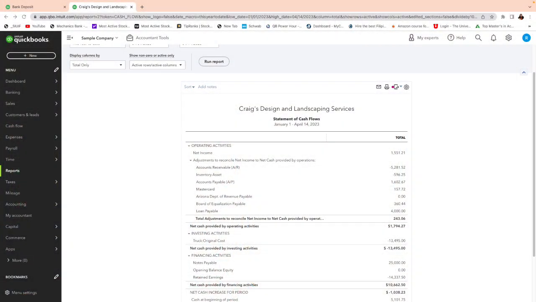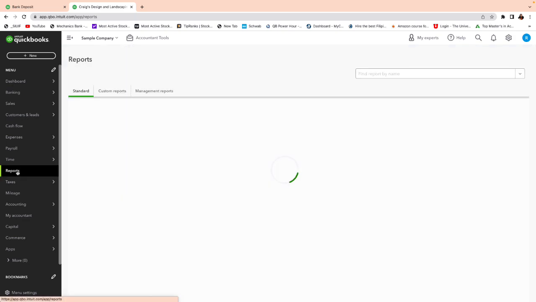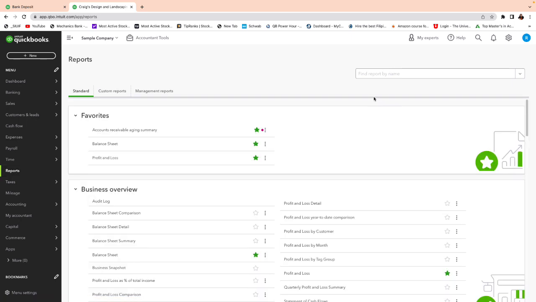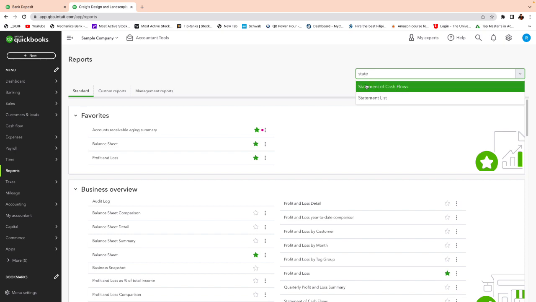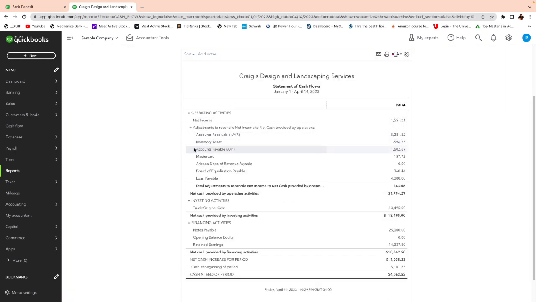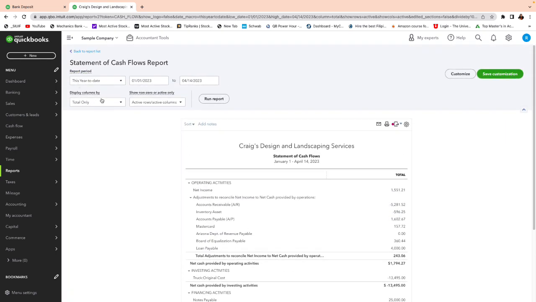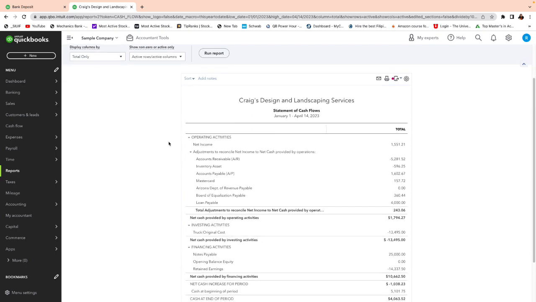All right, so here is our statement of cash flow. How do I get there, Claudia? On the left-hand side, click on Reports, and just type here "statement of cash flow." And we have this period, this year to date, and it's our sample account, Craig's Design and Landscaping Services.